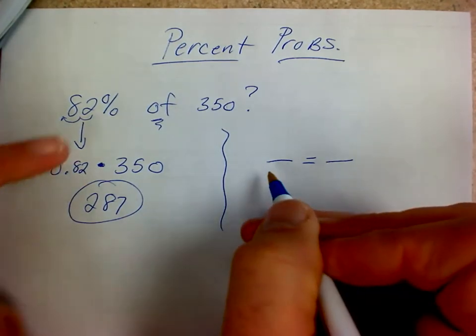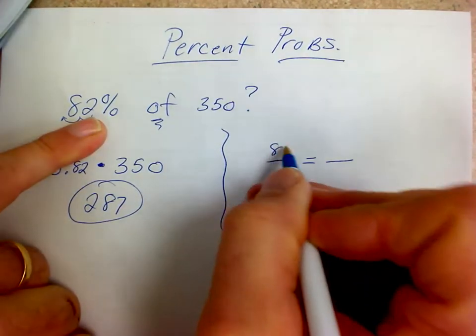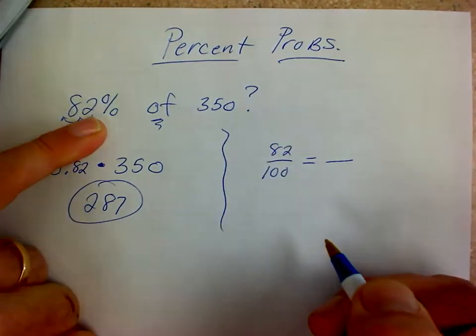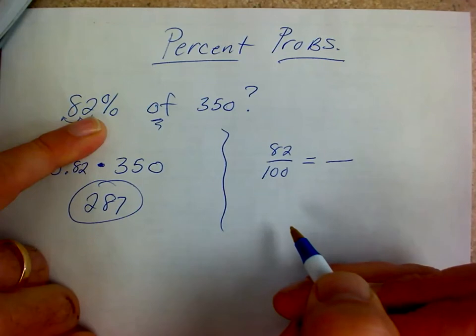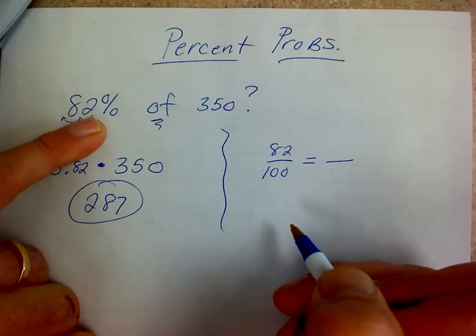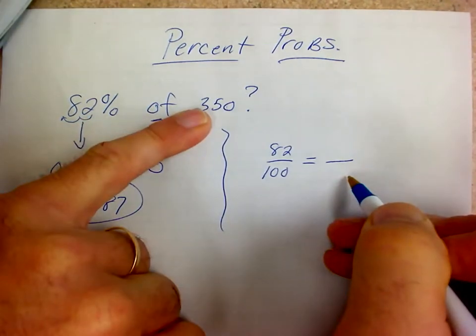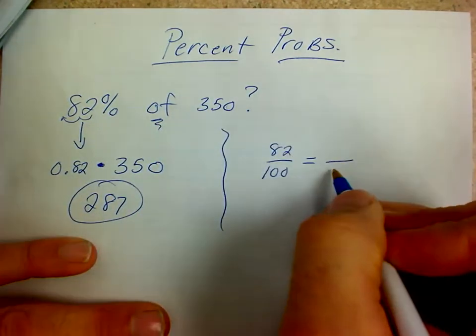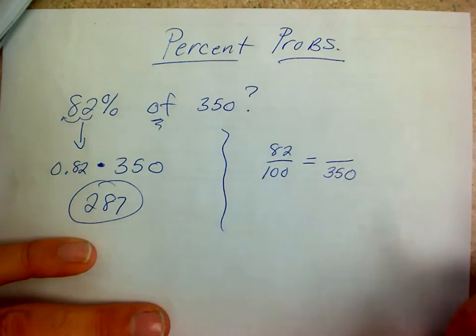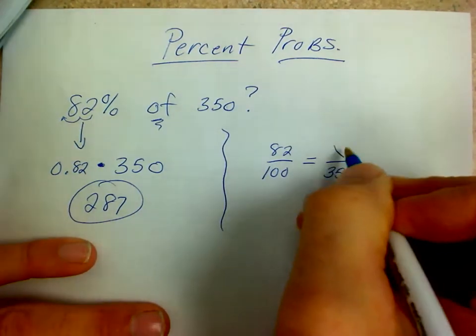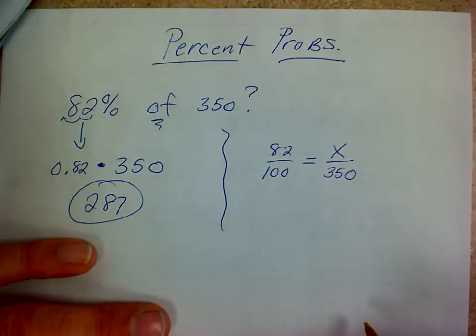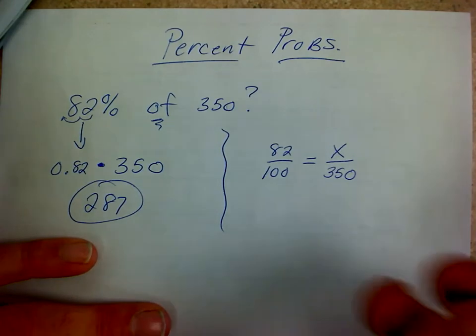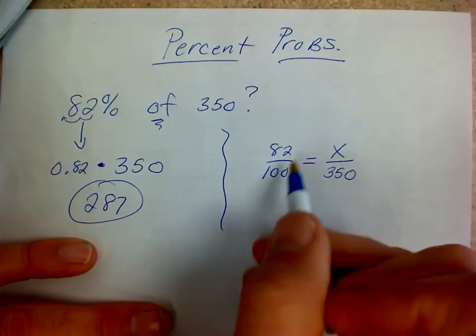Okay, and since we have a percent, we know that our percents are always out of 100. So our first ratio is always going to be our percent ratio. And then our second ratio is where we plug in our numbers. 350 represents a total here, so we want to put our totals on the bottom, and we can build a little proportion there for us to solve.